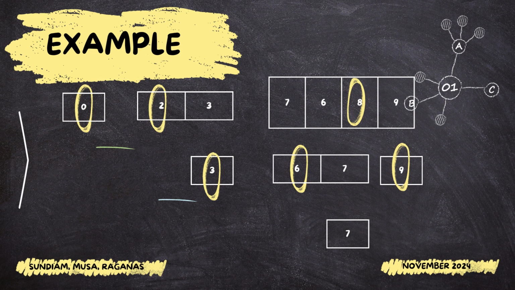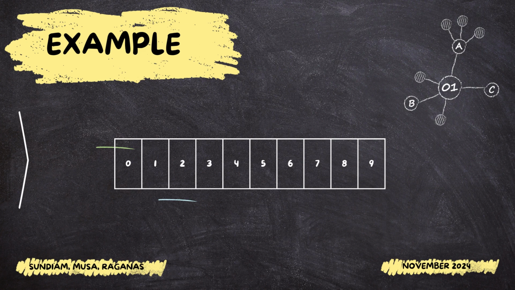Step 3. Recursion. Recursively apply steps 1 and 2 to the subarrays to the left and right of the pivot until the entire array is sorted. This process continues until all subarrays are sorted, resulting in a fully sorted array.